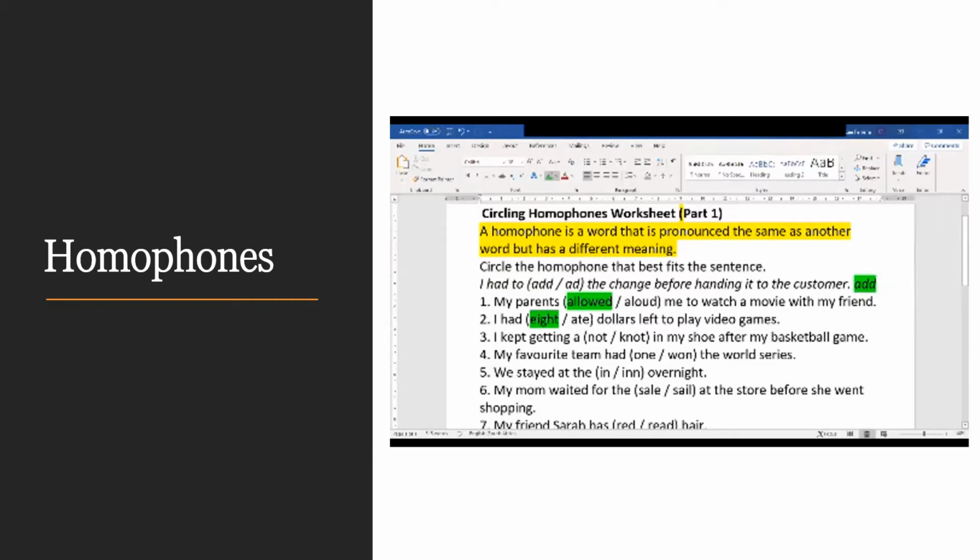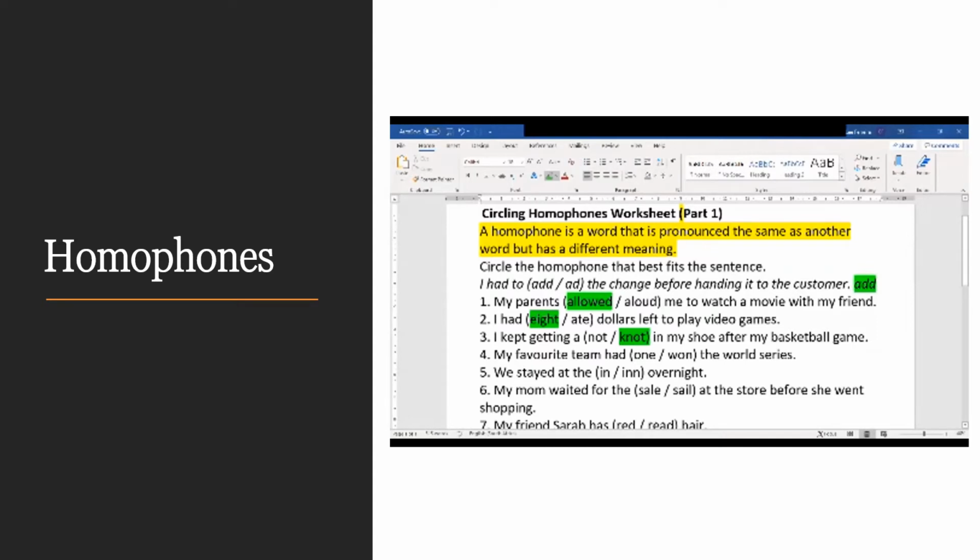Number 3, I kept getting a knot or not in my shoe after my basketball game. Now, when we do that one, there's a little trick that I can always remember: not means nie in Afrikaans. So ek het nie my bed opgemaak nie. I did not make my bed up. In other words, nie and not both start with an N. Knot with a K in Afrikaans is 'n knoop. Daar's 'n knoop in my skoen se veter. The K for knoop is the same as the K for knot. I kept getting a knot in my shoe after my basketball game.